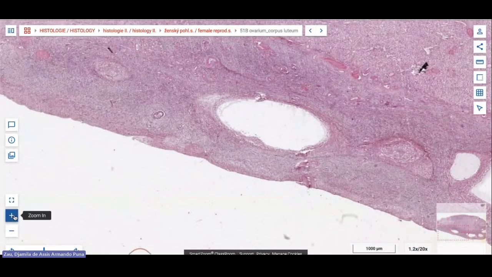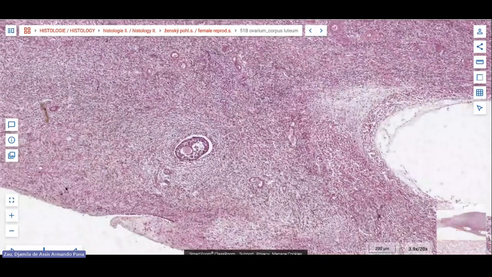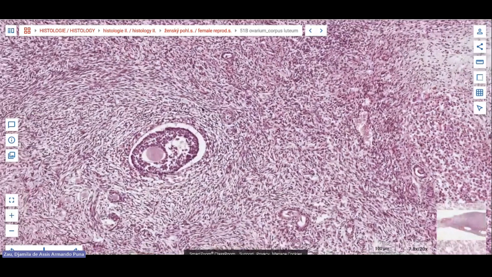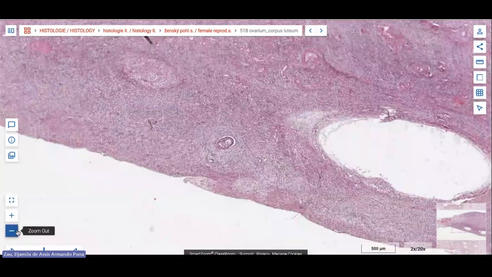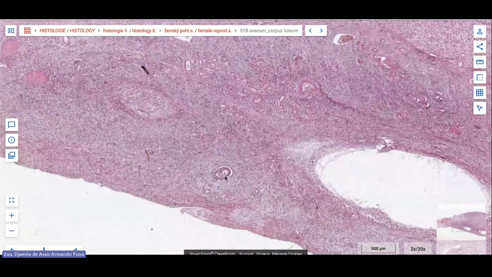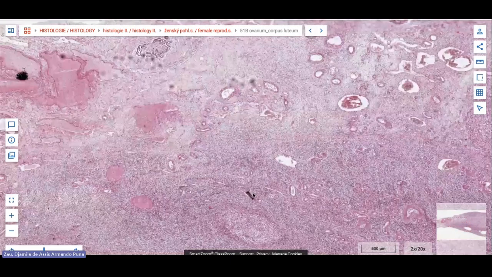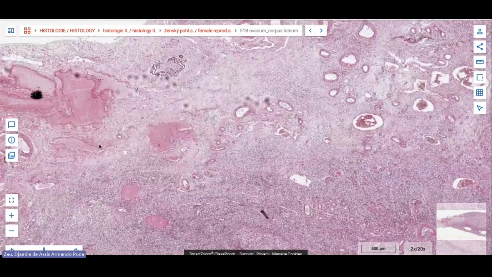Okay, perfect. Here we have a follicle, and we see the oocyte, we see the zona pellucida, we see the follicular cells, and then we see this white space. This is the antrum. This is definitely a secondary follicle. A Graafian follicle would be much bigger, and the antrum would be taking up the majority of the follicle. We see here a lot of vessels.